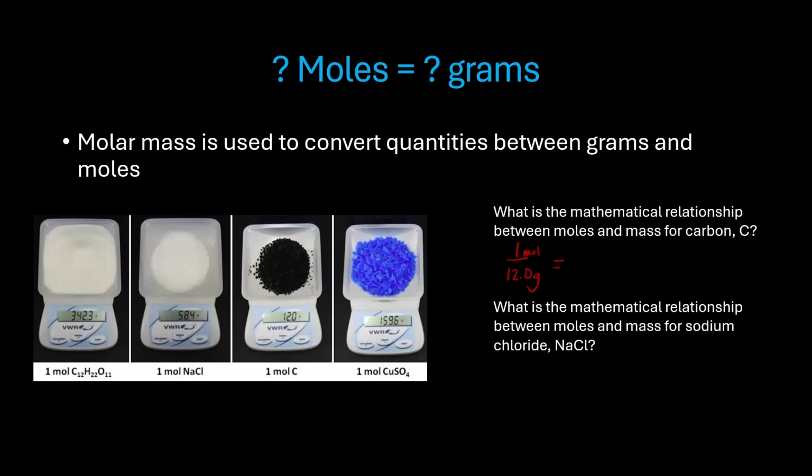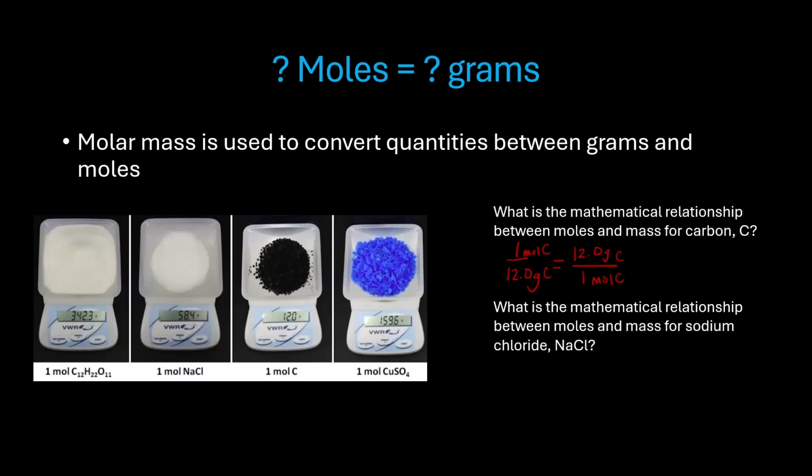We could also say that for every 12 grams of carbon, we have 1 mole of carbon. Let's go ahead and put the C there so we know what element we're looking at. And so these are going to be your conversion factors that you're going to use to convert molar mass into either moles or grams, depending on what you're trying to find. Now make sure that you write your units on these, because those are going to be important and helpful in figuring out what's going to go on the top and what's going to go on the bottom of these conversion factors. So then what's the mathematical relationship between moles and mass for sodium chloride?